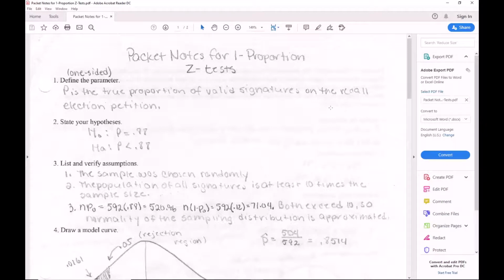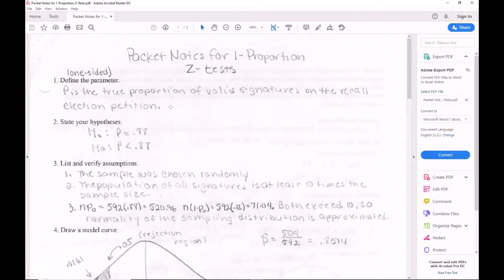All right, so first of all, we're going to set this up kind of like a confidence interval. They're very closely related, so why not? Define the parameter. Look, I would love to write this all out for you, but I wrote it out 10 times today. Well, actually 5, but that's enough for me. So if you need to pause anywhere along the line here, then just do it to write. So p is the true proportion of valid signatures on the recall election petition.